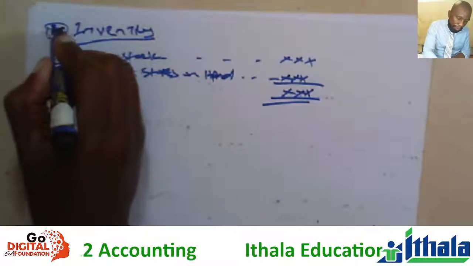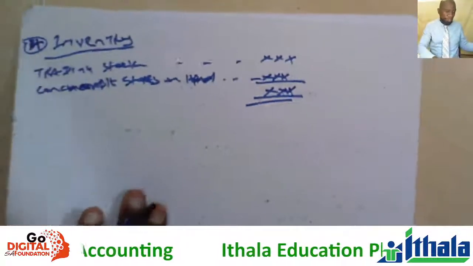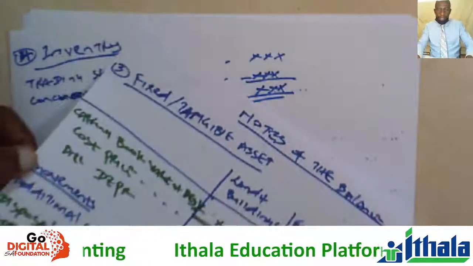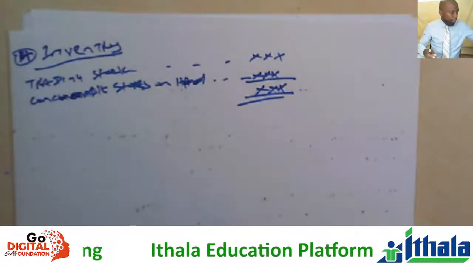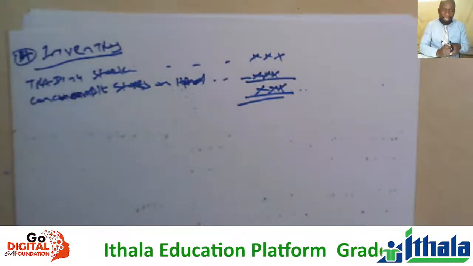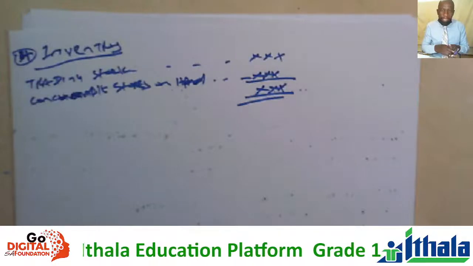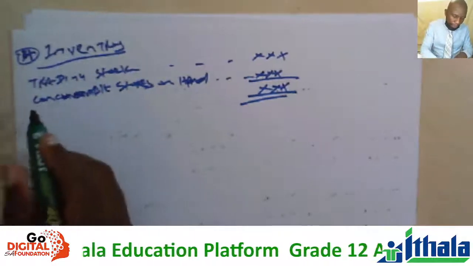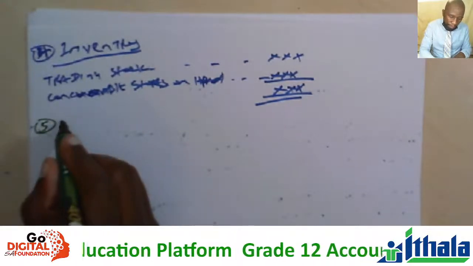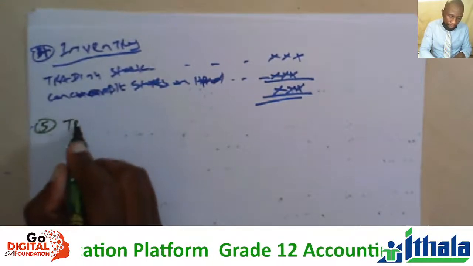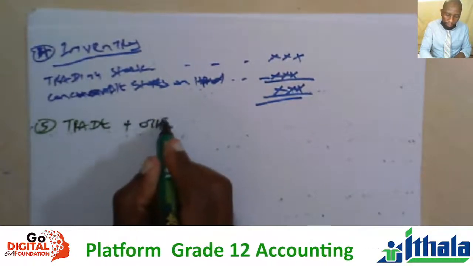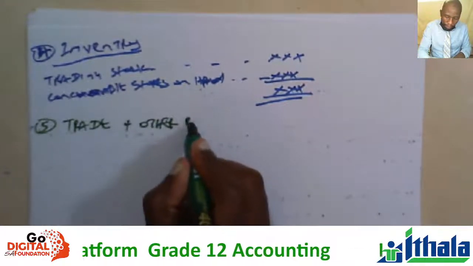With note number 4. So this is 4, and the one that we were doing was note number 3. The inventory is note number 4. And then say note number 5. Note number 5 is trade and other receivables, right? You need to know the notes, right? There are 9 notes altogether.